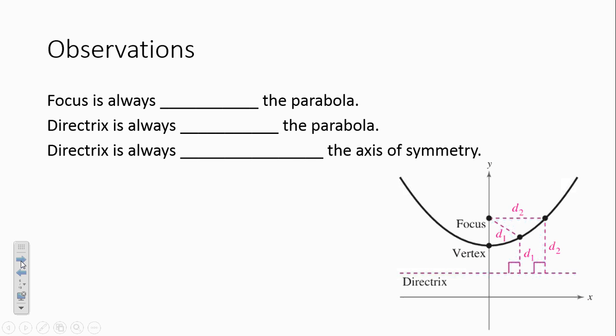Here's our line of symmetry. So the directrix is always what with respect to the line of symmetry? 90 degrees, perpendicular. Okay, so it will always be perpendicular to the axis of symmetry. And that will help you so you don't have to memorize all the little intricate parts of the formulas.